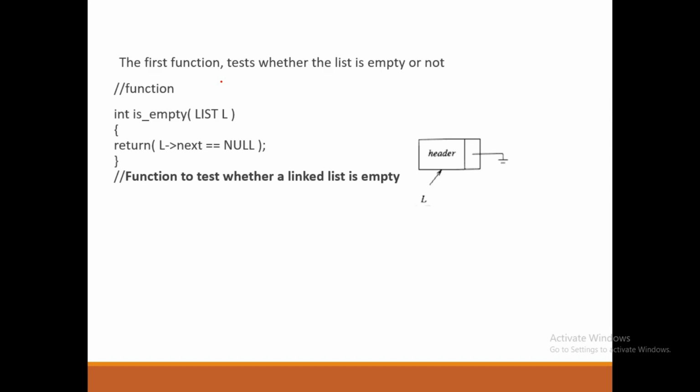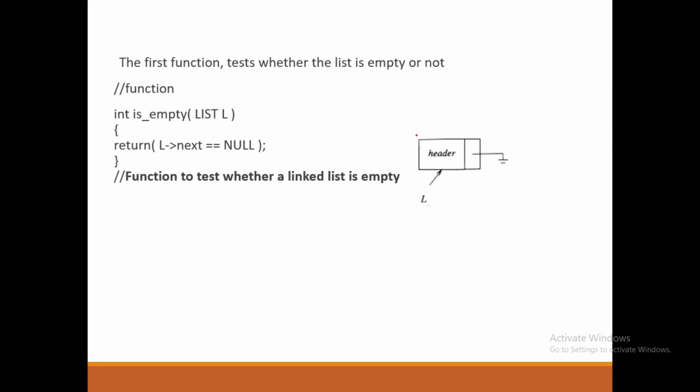First we are going to check whether the list is empty or not. If the list is empty, the header will not contain any address, that is, the next part of the header node will be null. You should remember that in the header node, in the data part, there won't be any element. Only the next part will contain the address of the first node. Now we are going to write the function to test whether the list is empty or not.